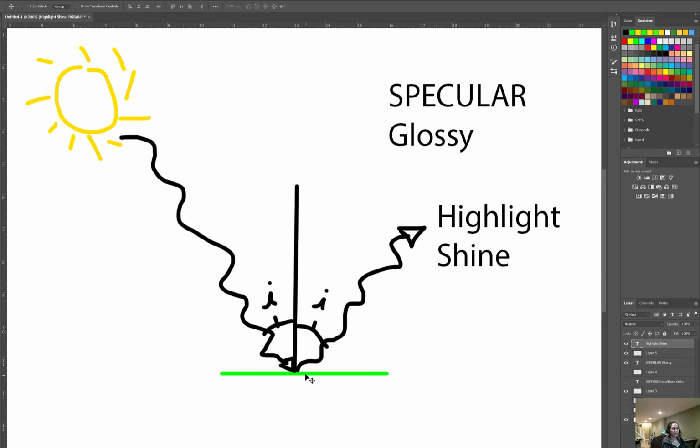Sometimes they appear to be the same color as the base surface, sometimes they appear to be a more intense color, and sometimes they're a completely different color.